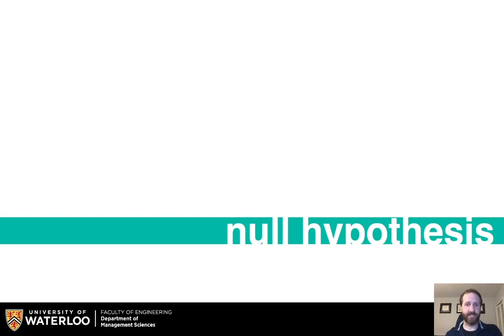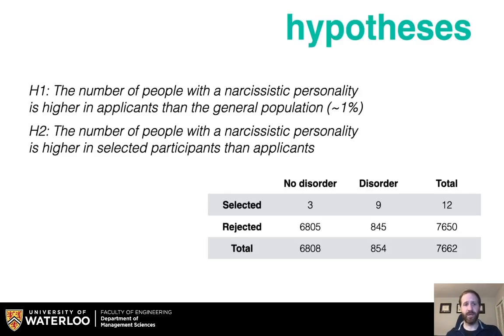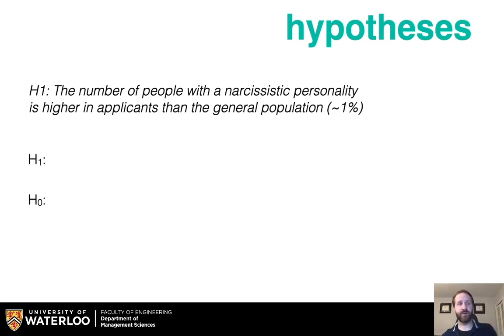If you've studied statistics before, you've probably heard about the null hypothesis. Previously, we talked about different hypotheses for our example. H1 was the number of people with narcissistic personality is higher in applicants than the general population, and we're given the general population of 1%. So let's break this apart and see if we can construct statistical hypotheses based off of this more scientific hypothesis.